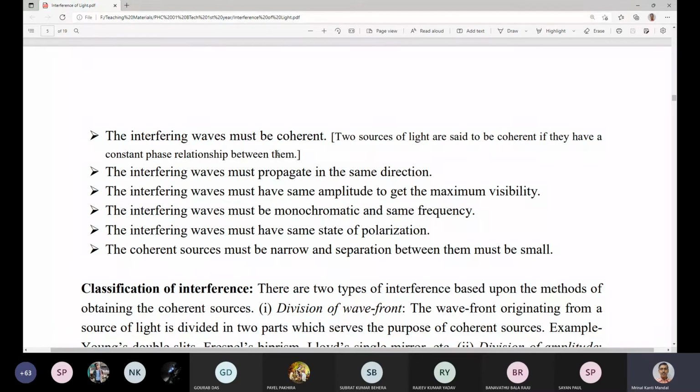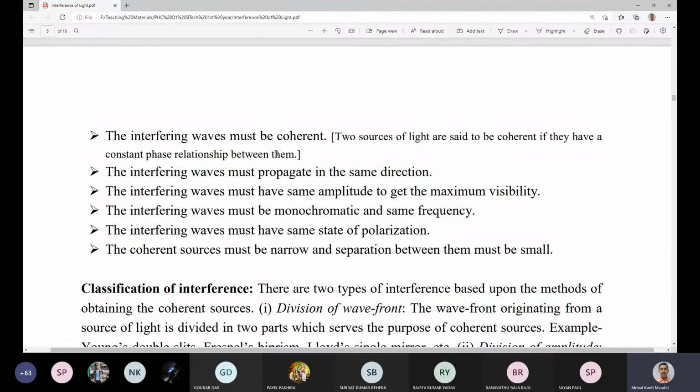The interfering waves must propagate in the same direction. The interfering waves must have the same amplitude to get maximum visibility. The interfering waves must be monochromatic and of the same frequency. The interfering waves must also have the same state of polarization.